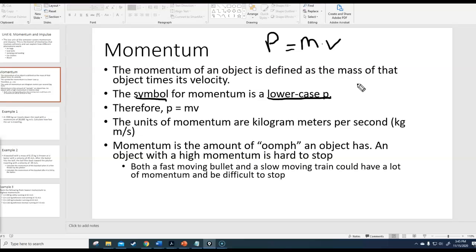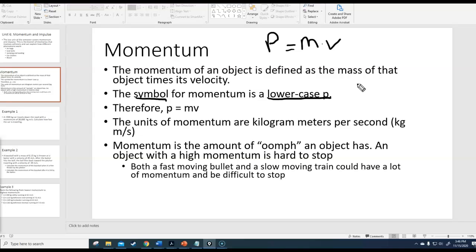Basically, I think of momentum as the amount of oomph an object has. An object with a high momentum is basically harder to stop than an object with a low momentum. Okay, so for example, if you have a fast-moving bullet and a slow-moving train, you don't want to get hit by either of those things.